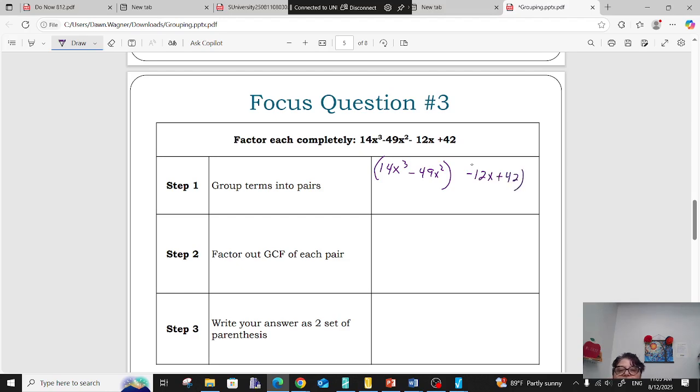I'm going to put that minus with this negative 12. Anytime the first number of the coefficient's negative, when I factor, you're going to have to factor out a negative number or it doesn't work. Okay? You may want to make a note to yourself.